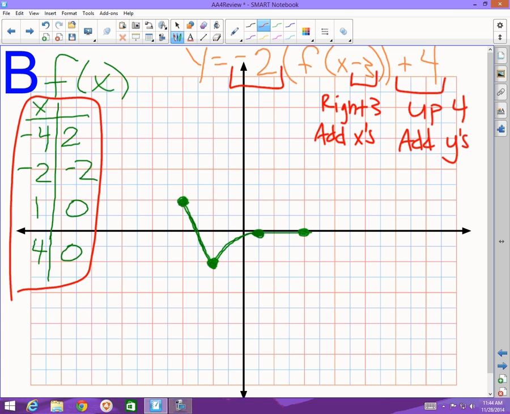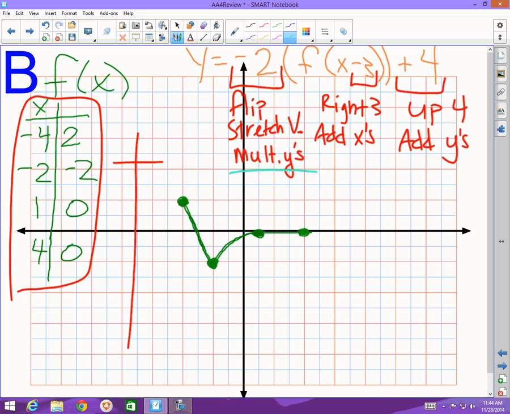And this negative 2 means it's going to flip it and stretch it vertically. Or we are going to take the y's and multiply the y's by a negative 2. And so then if we do all of that, you're going to get a new set of values to plot. There are two things happening with the y's: multiplying by a negative 2, and adding 4. The x's, we are only doing one thing, and that is adding 3. So we will take care of that first.